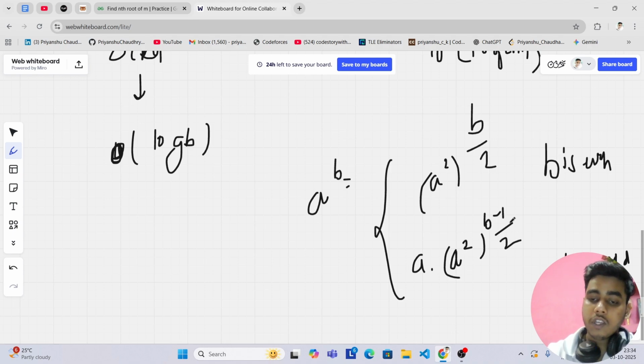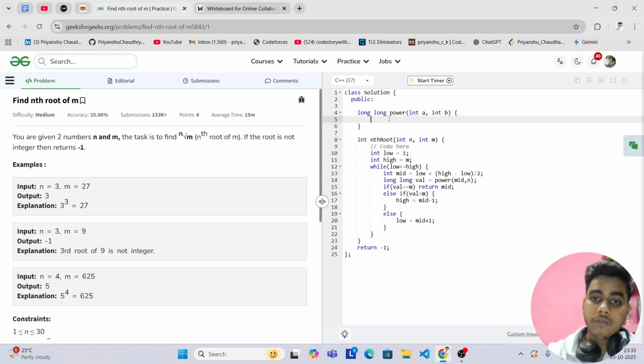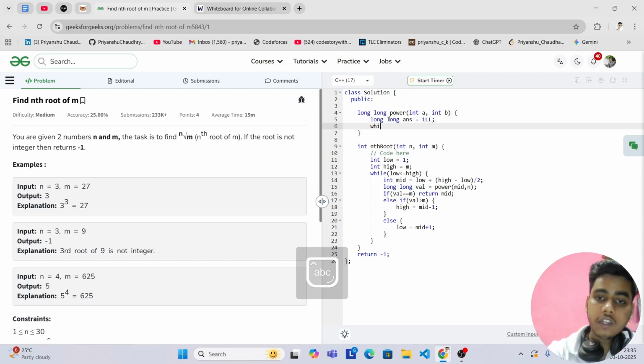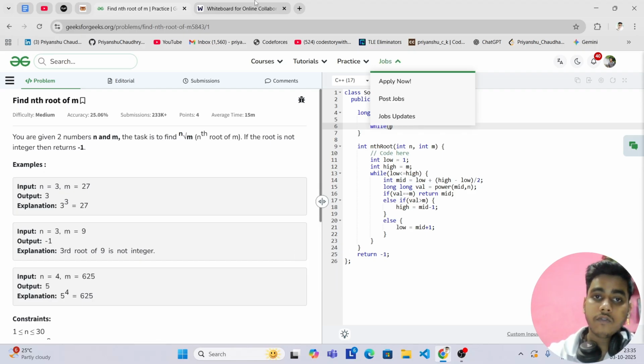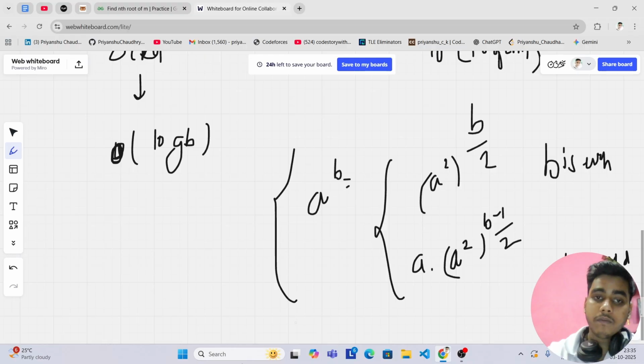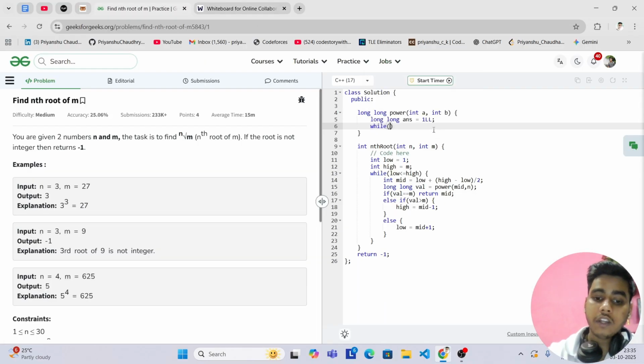And also 2 and 2 will cancel, and this will give a raised to the power b minus 1, and here a raised to the power 1, and if we combine this will give a raised to the power b. So I can just store my answer as long answer is equal to 1 and 1 ll, and now I can just write either a recursive code for this or an iterative code. I'm writing iterative code for simplicity.